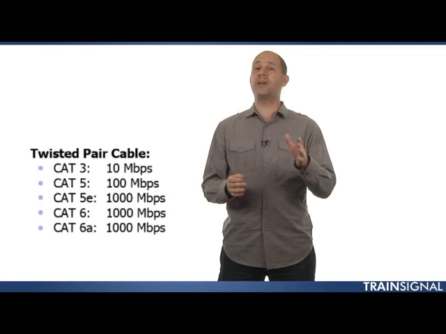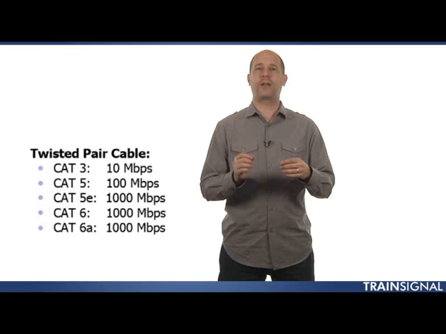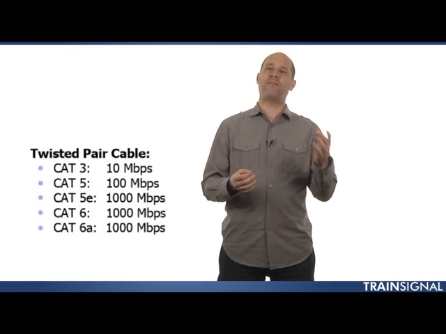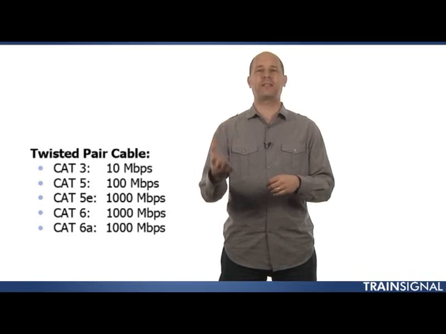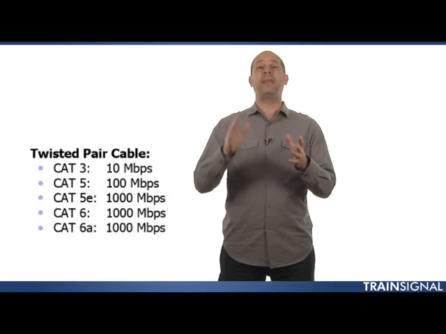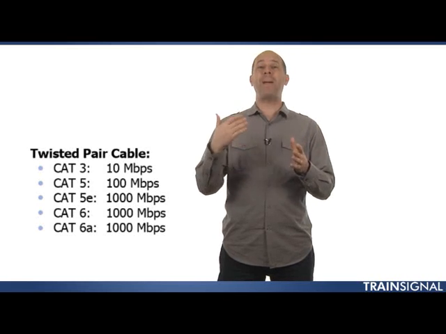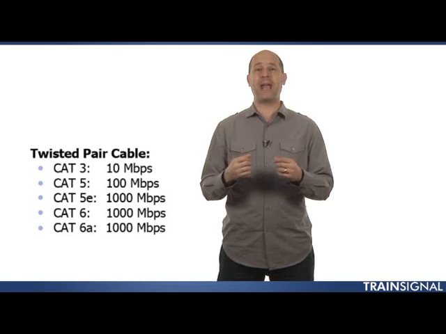Now, twisted pair cabling is broken down into different categories, or as you can see here on the screen, abbreviated to just different CATs. Okay, so you see I've listed here CAT 3, CAT 5, CAT 5e, CAT 6, and CAT 6a. And you'll notice that the biggest difference between them is the speeds. Okay, and these speeds are the maximum data rates that it can handle.